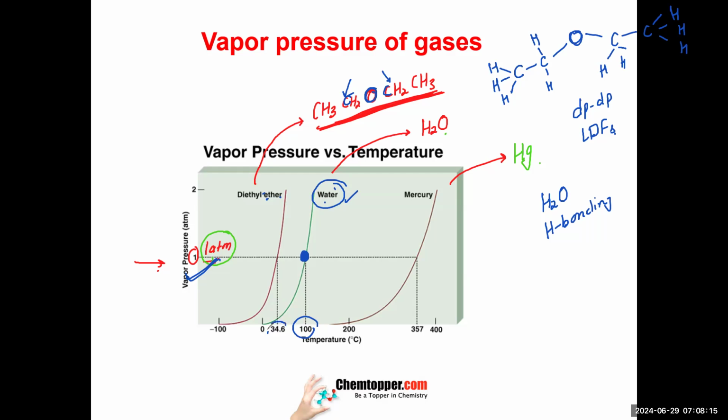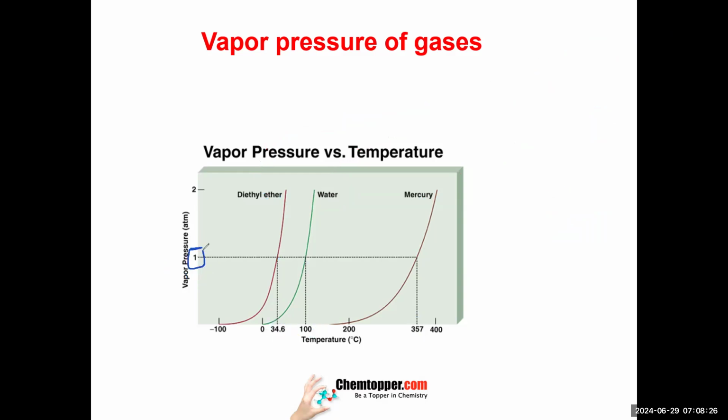What's the temperature needed for diethyl ether? What's the temperature needed for mercury? 357. So I'm talking about the vapor pressure of 1 atm. Diethyl ether gives us this vapor pressure at this temperature, water at this temperature, mercury at this temperature. The difference is IMF. The stronger IMF means a higher temperature is needed. What is so special about these temperatures? These are called boiling points.